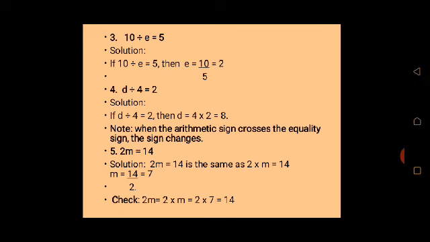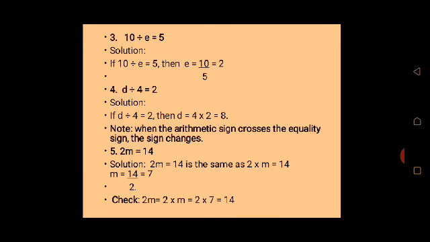Pupils, note this. If the problem is a multiplication, the numbers are divided by each other to get the value of what you're looking for. If you're asked to find the value of x when the problem is in multiplication, you will divide the numbers together to get the value of x. And when the problem is in multiplication, the arithmetic sign crosses the equality sign and the sign does what? Changes, like we have in example 4.